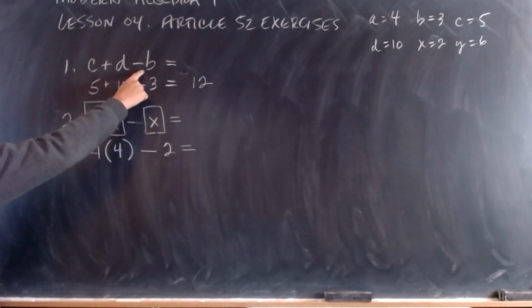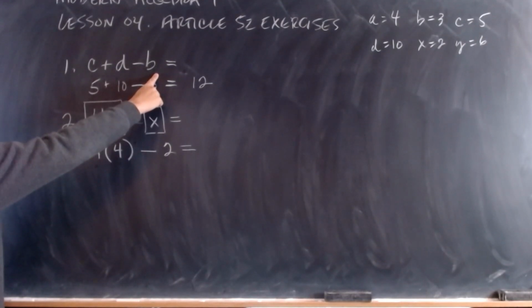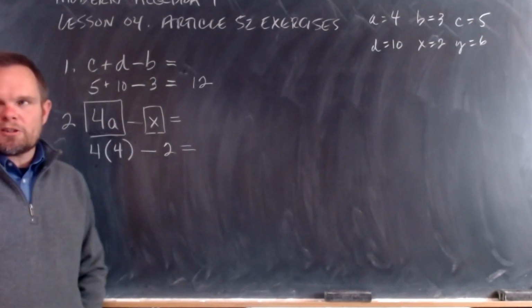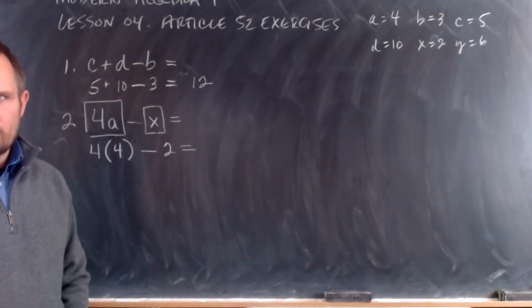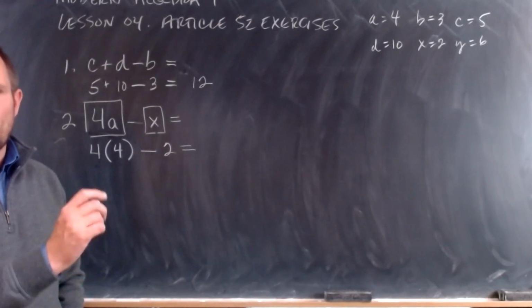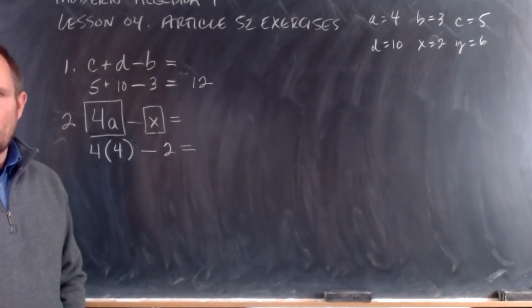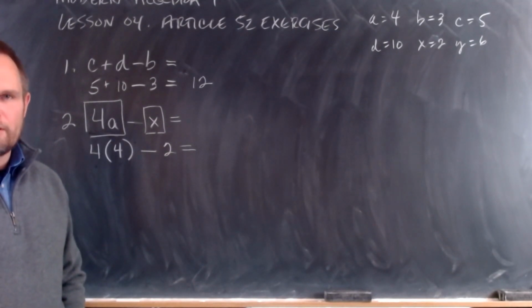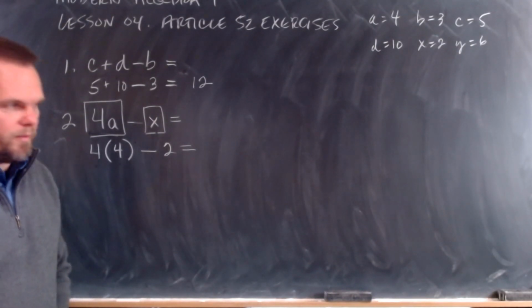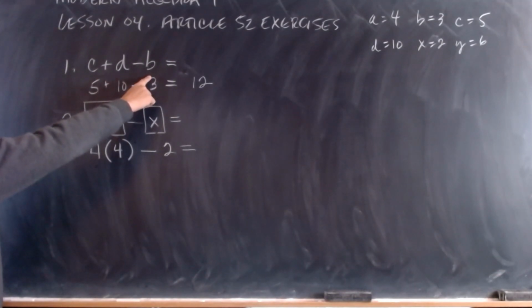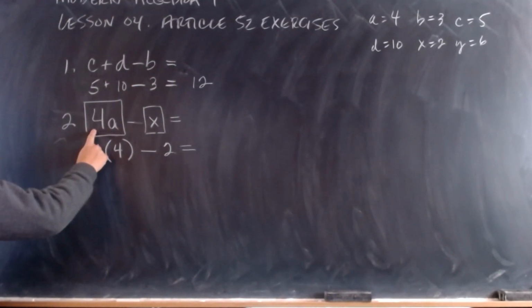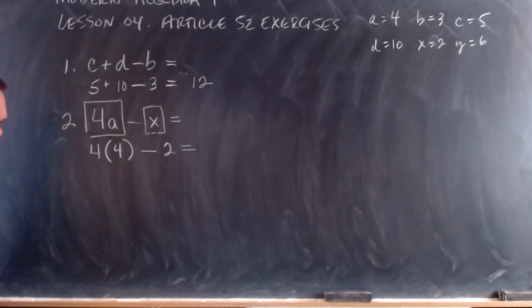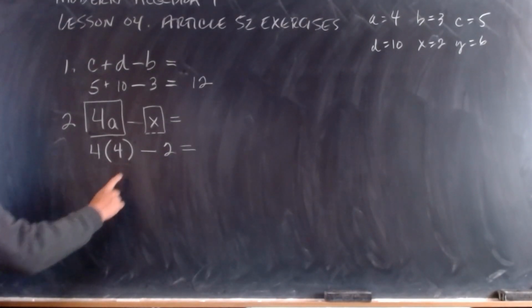C plus D plus minus B. How many terms do we have here? What do you call an expression that contains three terms? Well, yes, but even more specific, three terms. Polynomial just means more than one. What do you call an algebraic expression that consists of three terms? No, trinomial. Okay? This is an example of a trinomial. Three terms. 4a minus x, how many terms? Two terms.